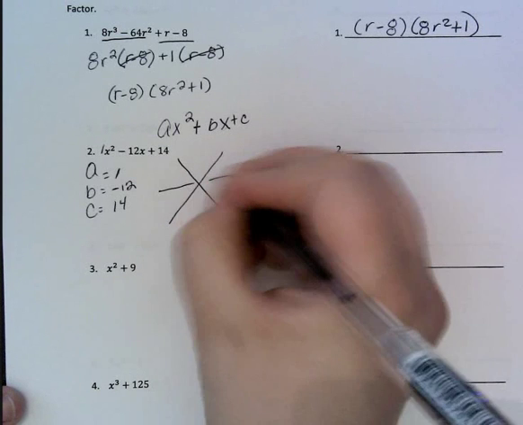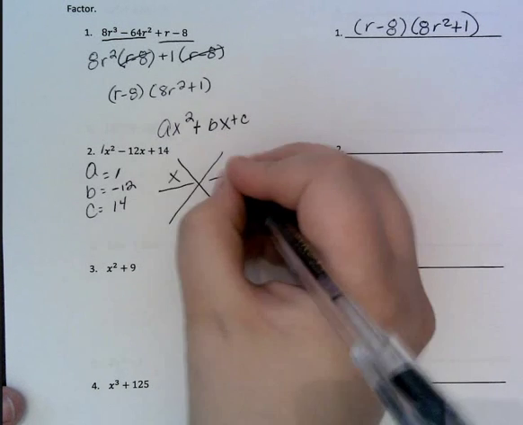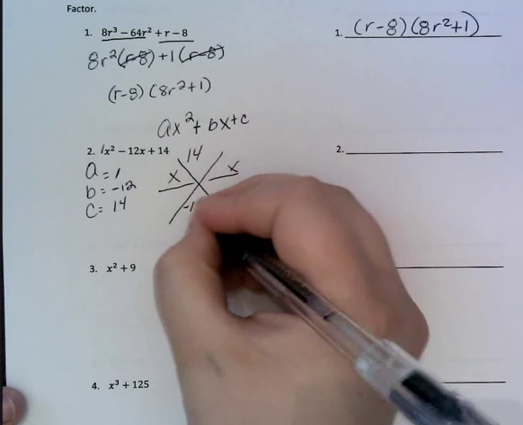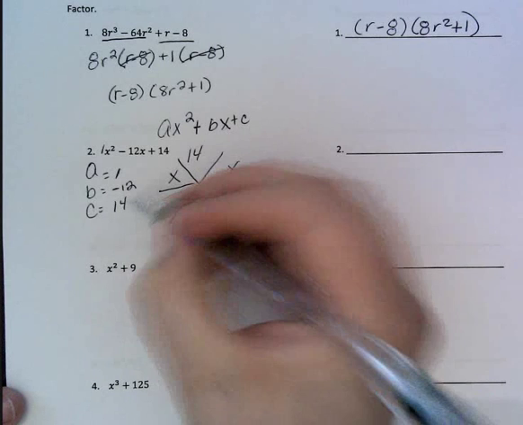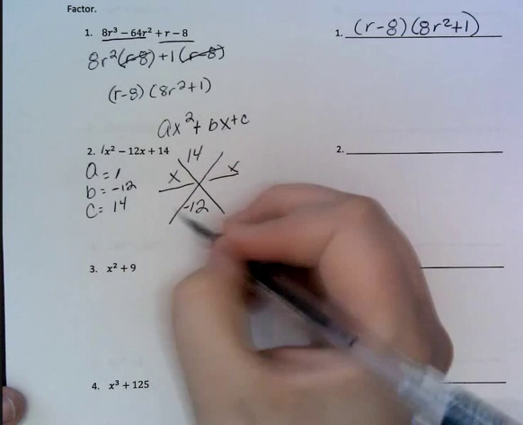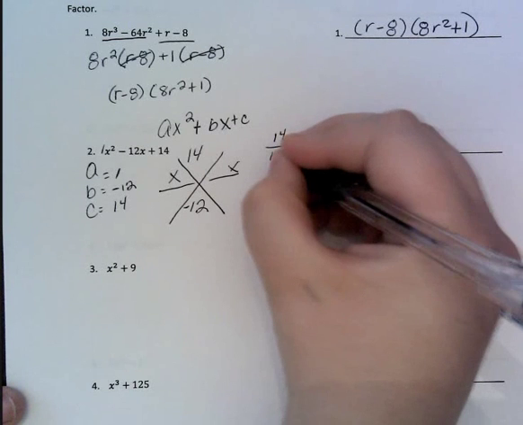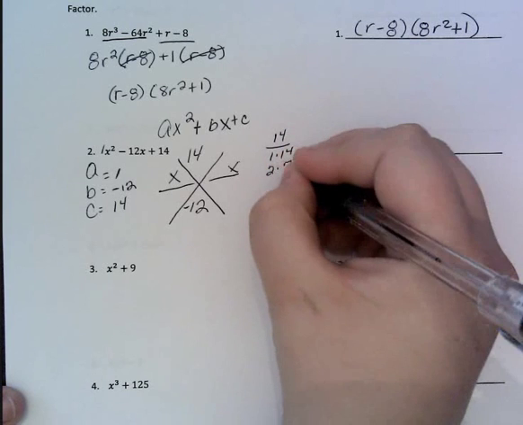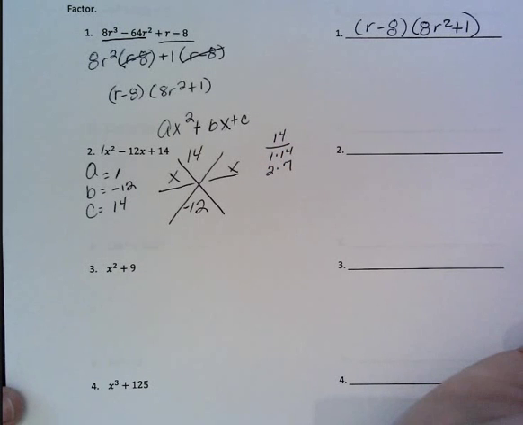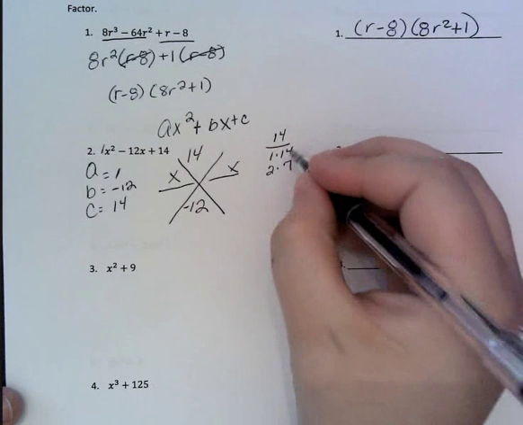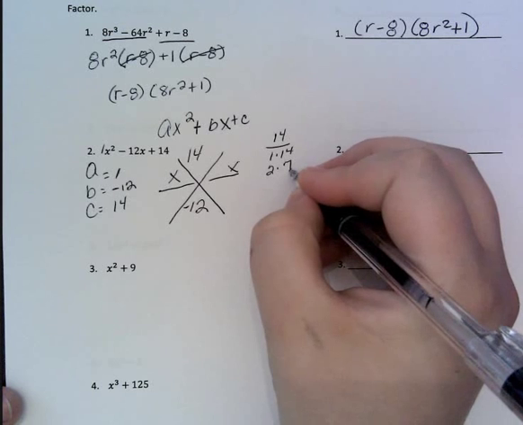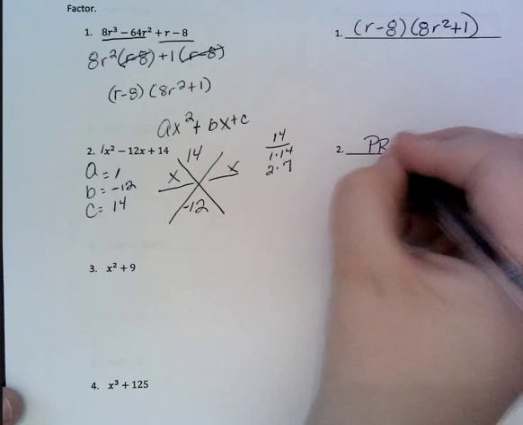So we need to find out what 2 numbers multiply to give us 14 and add to give us negative 12. So remember, A times C goes up here to give you that 14, and your B goes down here to give you that negative 12. So I'm going to write out my factors of 14. So I've got 1 and 14, and then 2 and 7. So there are no 2 pairs here that will add to give you a negative 12. So that means this problem is prime.